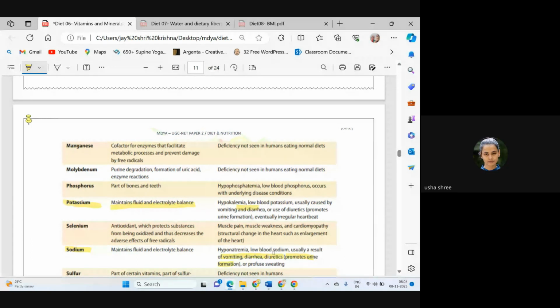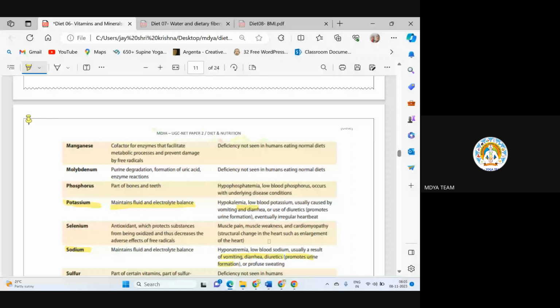Sir, use of more sodium and potassium, why does it lead to more urine formation? Yes, it is because, as I told you, sodium, potassium and chloride are very much responsible to hold water in our body. These are holding water in our body.